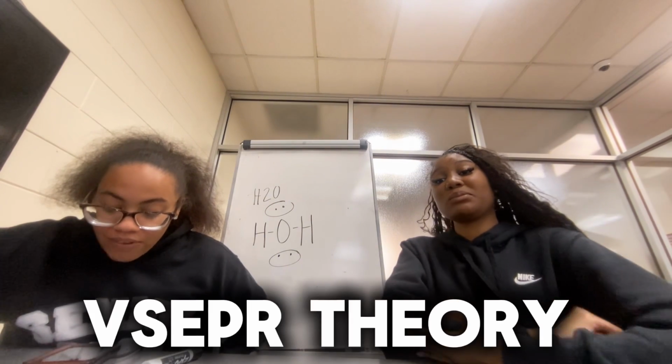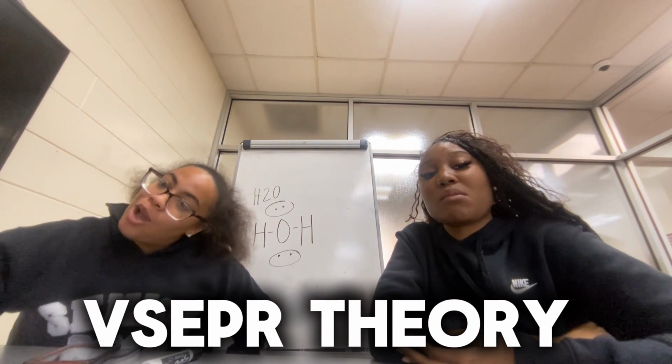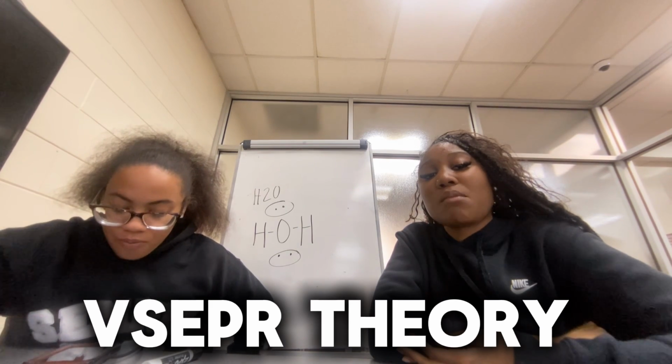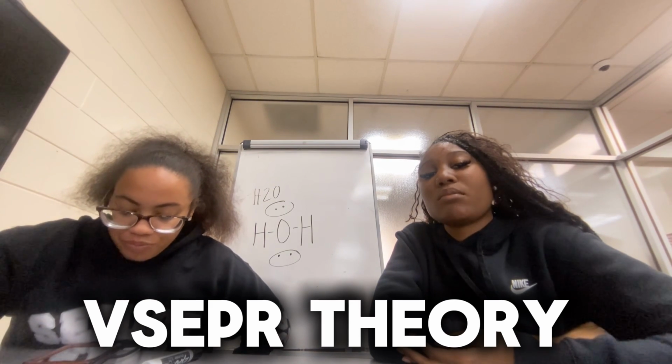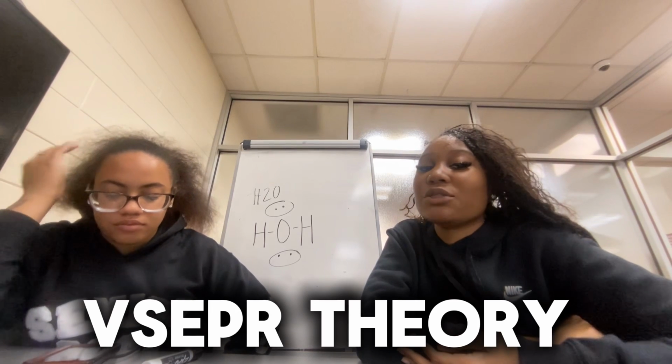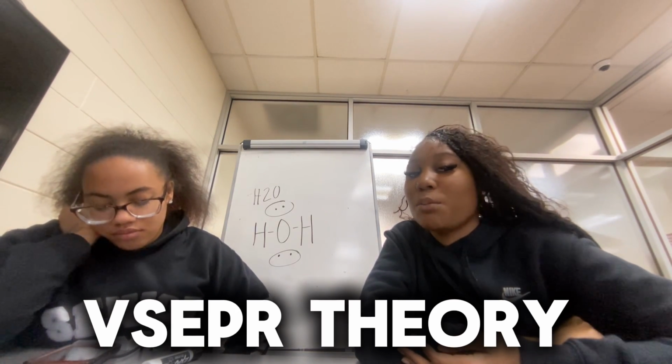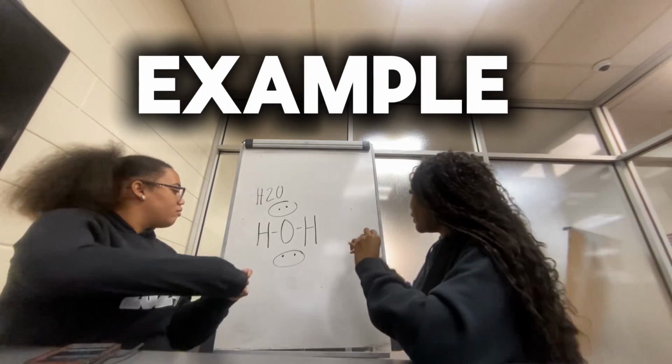Next up, VSEPR, valence shell electron pair repulsion theory. Electron pairs are like siblings in the backseat. They stay as far apart as possible.